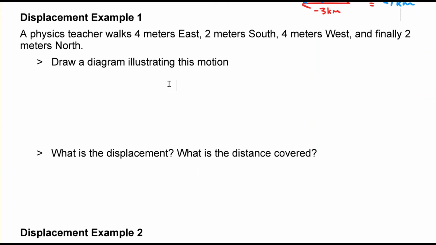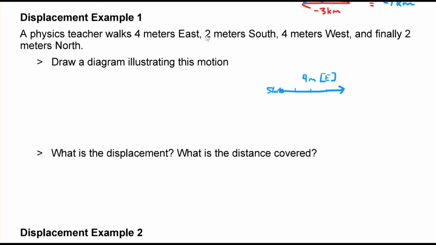Displacement example 1. A physics teacher walks 4 meters east, 2 meters south, 4 meters west, and then finally 2 meters north. Draw a diagram illustrating this motion. I'm going to put just a dot right in the center, and that's going to be our start position. We went 4 meters east, so the length of the arrow is going to be 4 units long, and it represents 4 meters in the east direction because I'm drawing it pointing east.